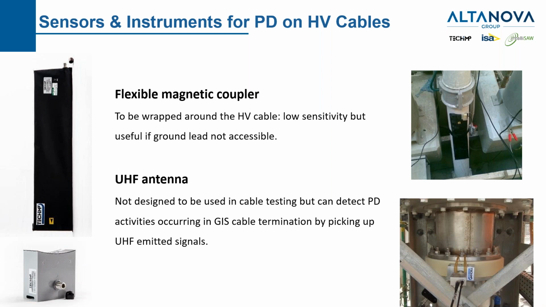It's a UHF sensor designed for GIS, but we take advantage of this sensor when we are testing HV cable GIS terminations. It can be more effective to double check problems in the upper part of the termination.